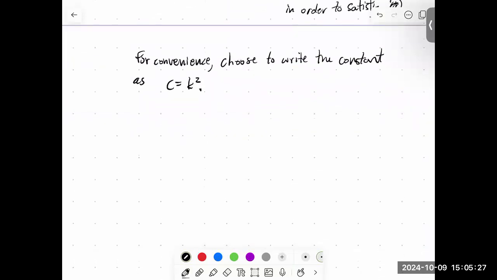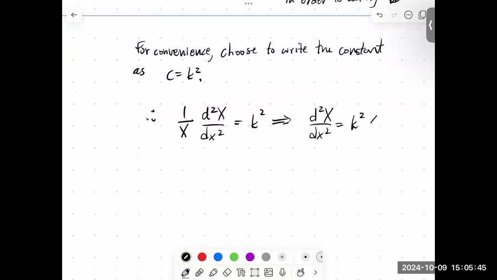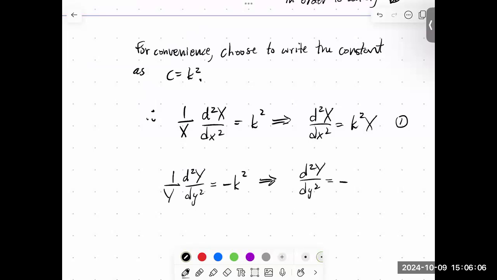All right, so what we've got then is 1 over X d2X/dx2 is equal to k squared, or d2X/dx2 is equal to k squared X. We'll call that equation 1. And then the y case is similar, but not exactly the same. It's equal to minus k squared. And so d2Y/dy2 is minus k squared Y. That's equation 2.